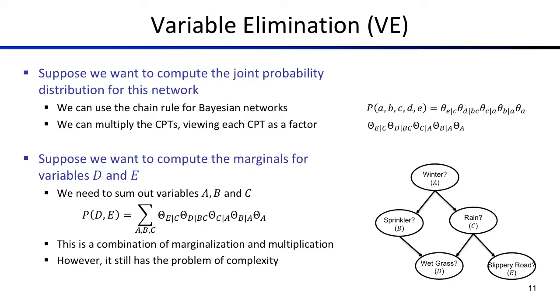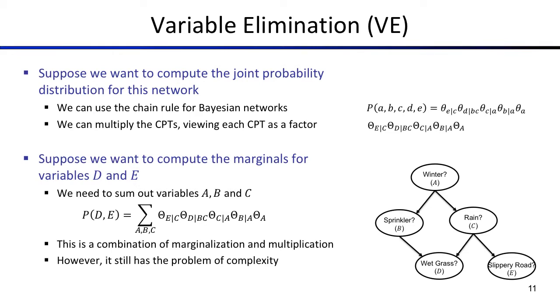So welcome back. This is the second video for the variable elimination algorithm, and in this video we're going to discuss this algorithm using the multiplication and summation operations that we defined before. So we know that if you want to compute the joint probability distribution for a network, we have to use the chain rule for Bayesian networks.